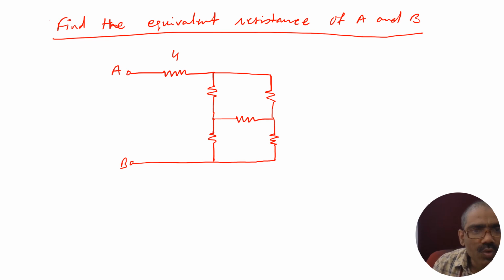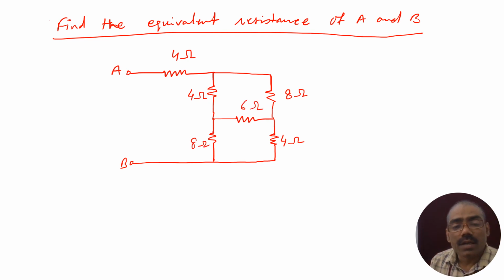Here we have 4 ohm resistance. This resistance value is also 4 ohm. This resistance value is 8 ohm. This is 4 ohm resistance. This is 8 ohm resistance. This is 6 ohm resistance. Now in this circuit, we directly cannot use series and parallel combination. So obviously we will have to use either delta to star conversion or star to delta conversion.